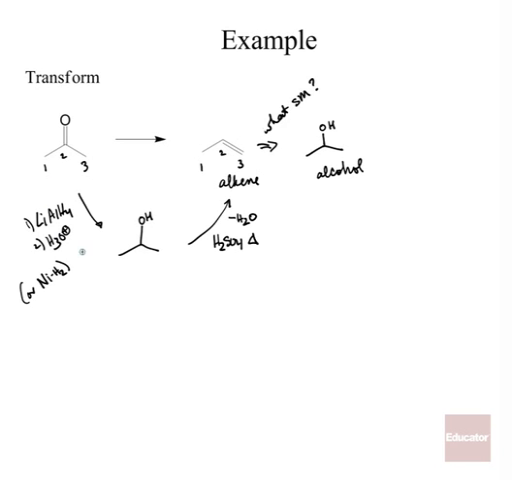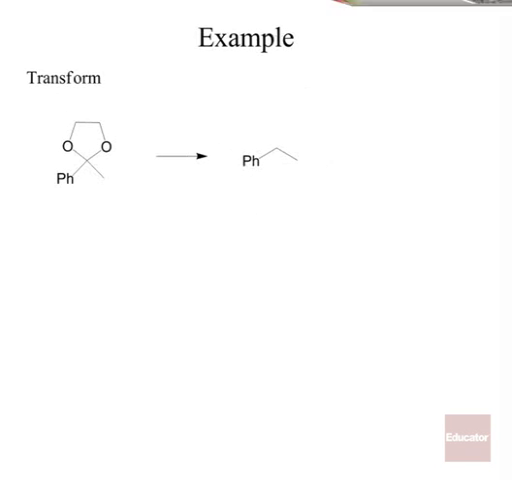Again, two simple reactions we've seen before, but using them in combination, now we see how to go from a ketone to an alkene. How about the next one? We want to go from, what functional group do we have here? We have an acetal, and we want to go to an alkane.